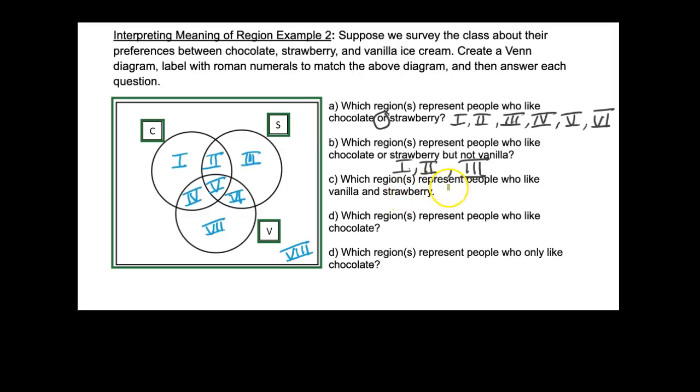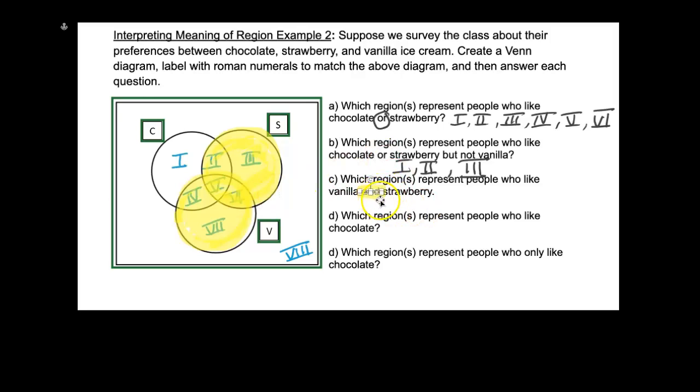For C, which regions represent people who like vanilla and strawberry? I'm just going to look at, well, where is vanilla? It's right here. Where is strawberry? It's right here. And any element that's in either one of those circles is going to like vanilla. Oh, and you know what? My mistake. This says and strawberry. I misread it. I thought it said or.